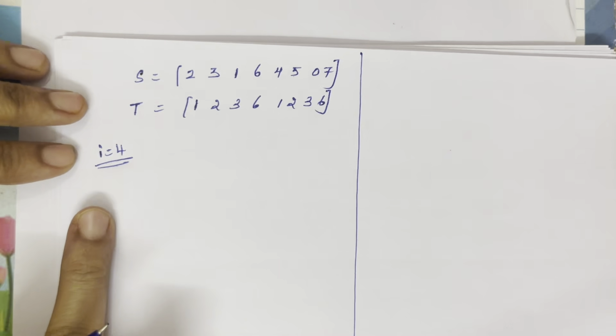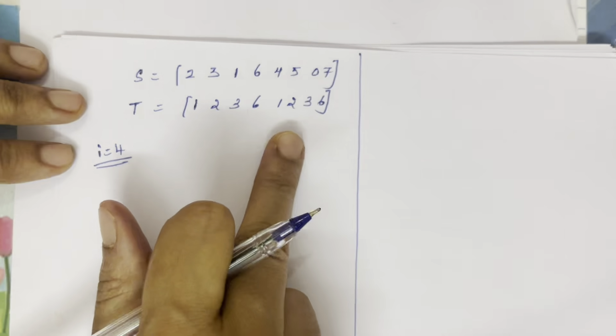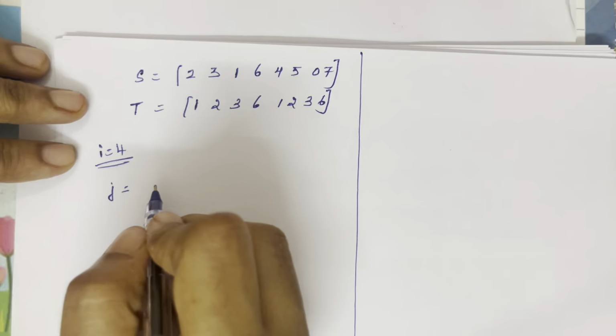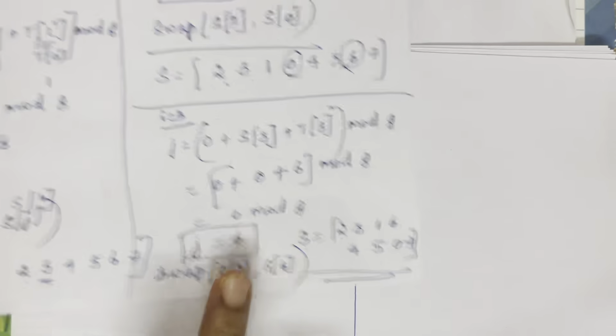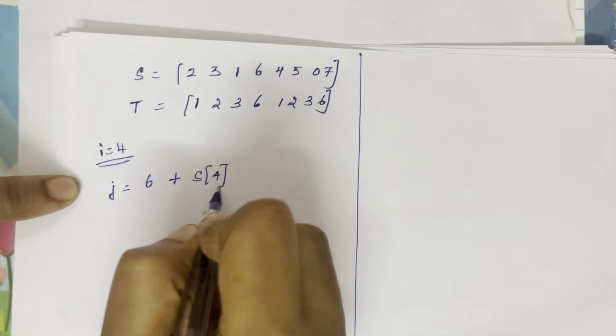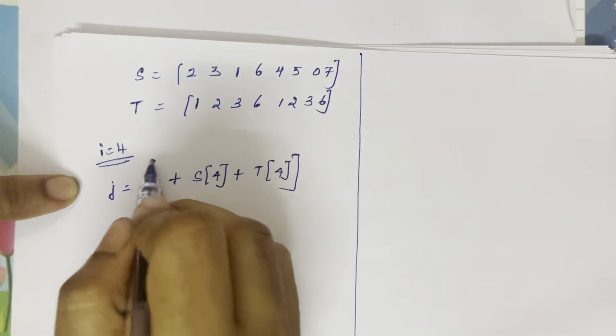Next iteration is I equal to 4. So I have written the previous state vector and temporary vector over here. So what is the j value? j will be, what is the previous value for j? It is 6. Okay, you have to take 6. 6 plus s of I, that means s of 4 plus t of 4 mod 8.